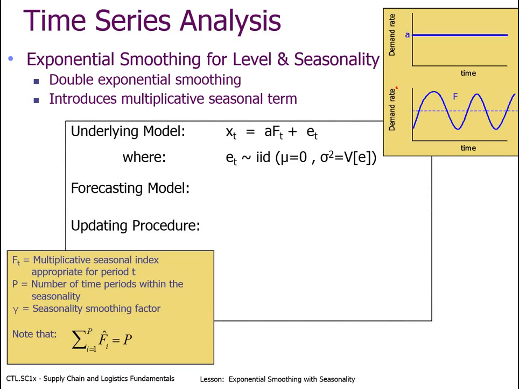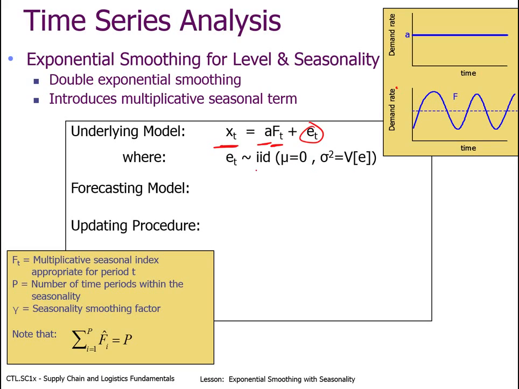So my underlying model is going to be this: demand in time t is equal to the level, which we can think of as the average demand per period, multiplied by the seasonality index that's appropriate for that particular time period, f sub t. And then we're going to add in our old random variable, the noise around the expected value. We expect a value of that random variable of 0, so it's not biased, and we have some variance, just like normal, and it's IID.